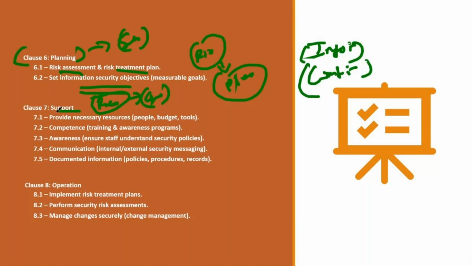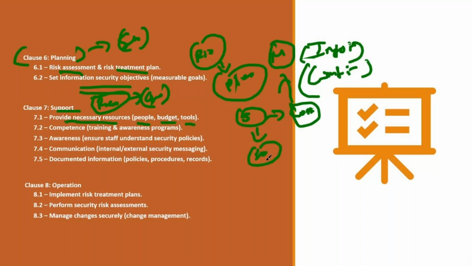Okay, so the support clause says provide the necessary resources in terms of people, in terms of budget, in terms of tools. Okay, so I want 5 auditors. Along with that, the 5 auditors are coming with a certain cost. That cost needs to be approved by the management. Okay, they will be using some tools. Make sure those arrangements have been done.